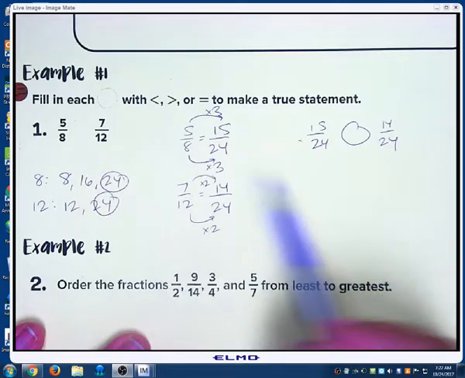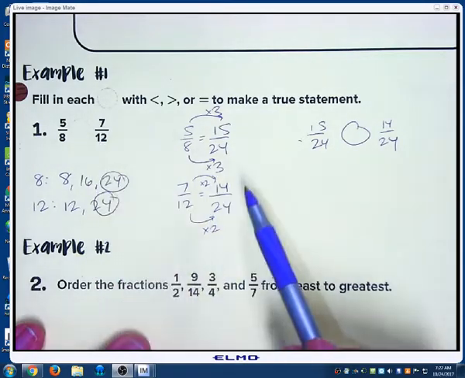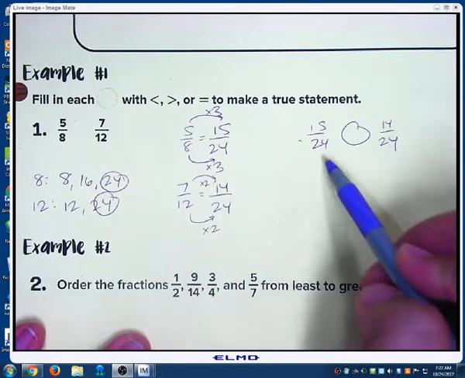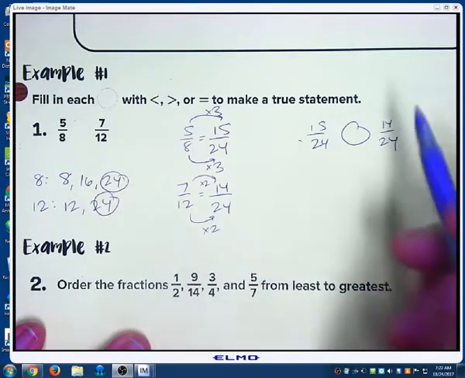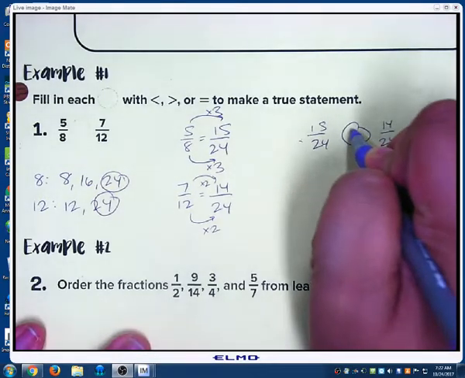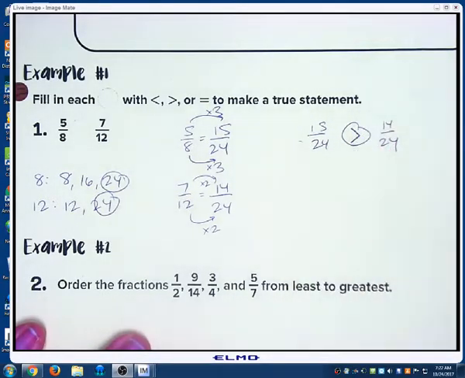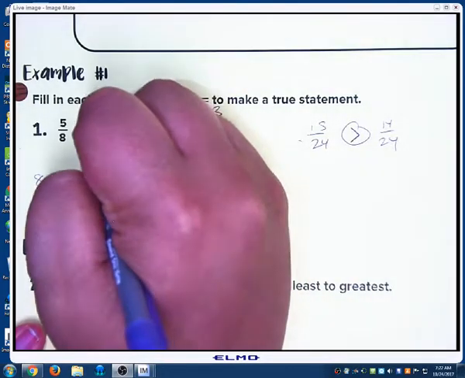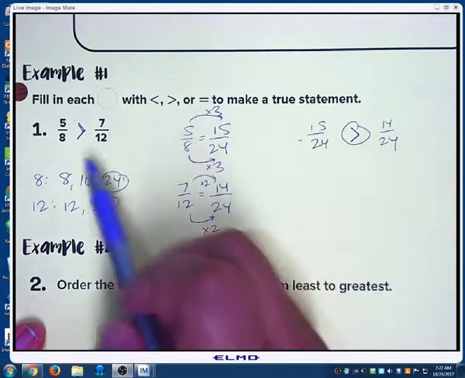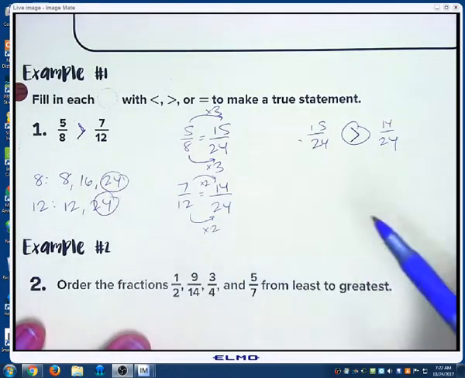And they're in the same place as they were over here. I just have now converted them. So now it's a whole lot easier to compare because they both have the same denominator. And which is bigger, 15 or 14? That would be 15. So my answer is a greater than symbol, and I can also put it over here. That is my answer, that 5/8 is greater than 7/12.